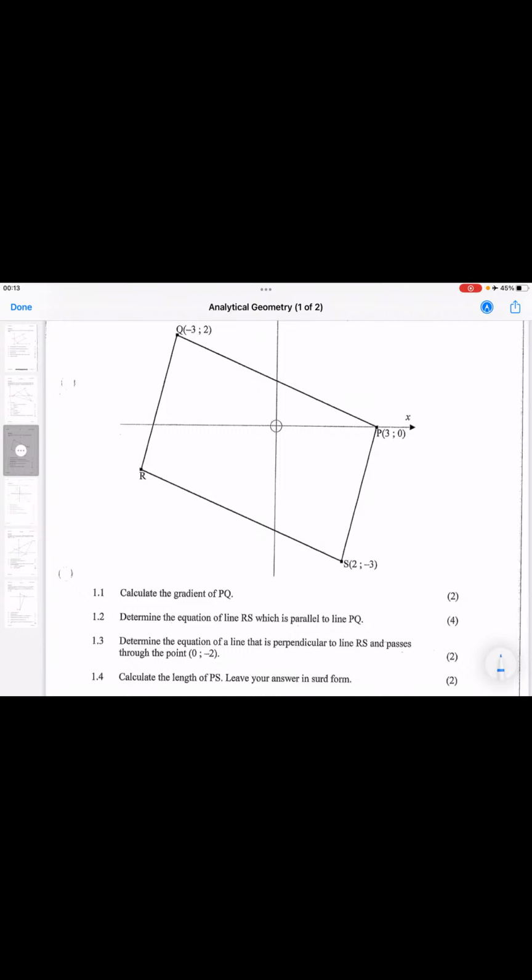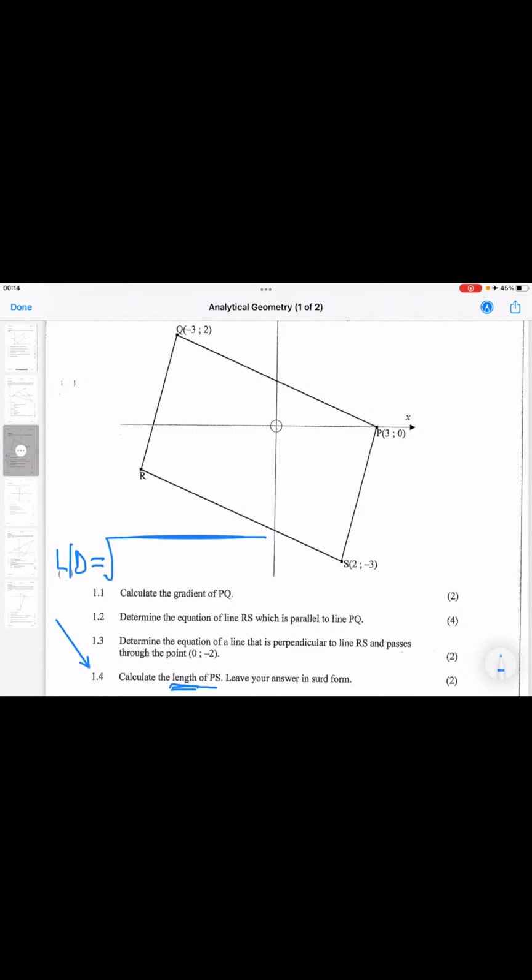So let's see the last question, 1.4. Calculate the length of PS. Leave your answer in surd form. The length of PS. The examiner won't always say distance, but in most cases they say length. You just need to remember that when it comes to the length, you can use the distance formula. Mathematically, length and distance refer to one and the same thing.